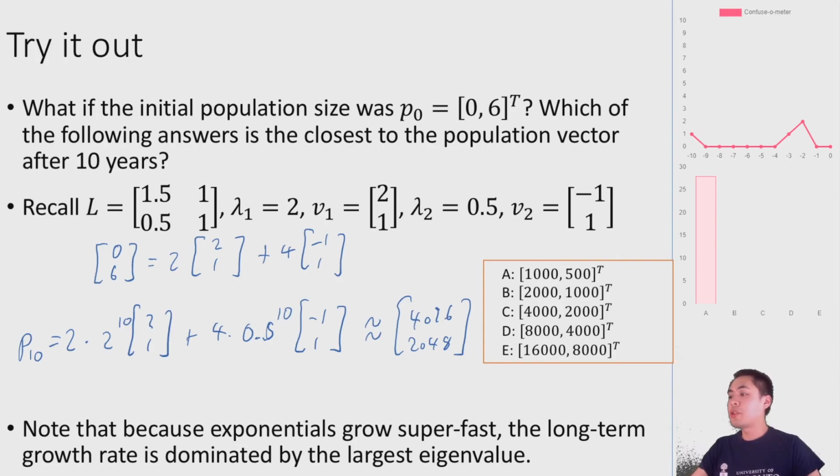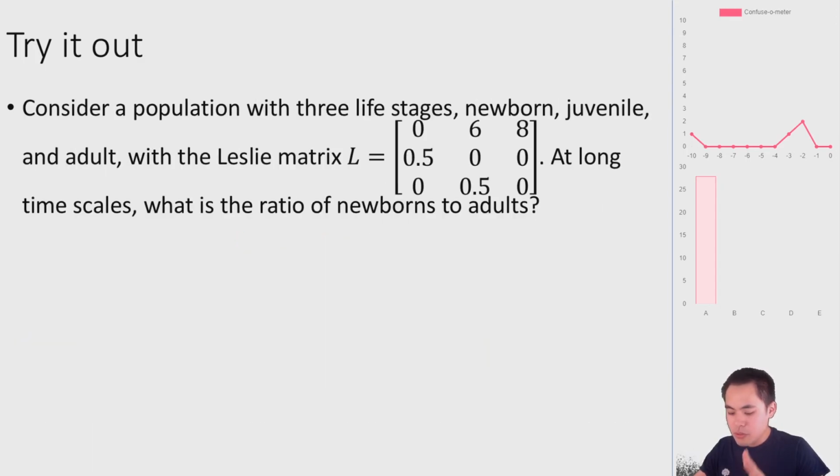One of the really important things about these eigenvalues and eigenvectors is that it doesn't really matter that we change the coordinate corresponding to the 0.5 eigenvector, because exponentials grow super fast, and so the long-term growth rate is dominated by the largest eigenvalue. Let me do one or two more slides before we head to office hours, and then I can go back and explain in a little bit more detail.